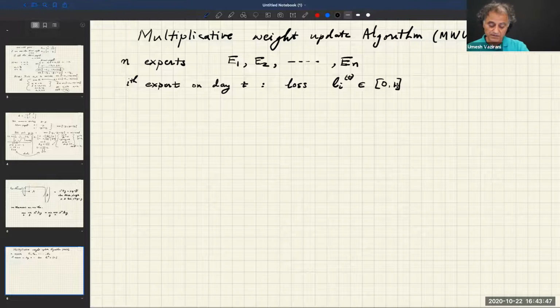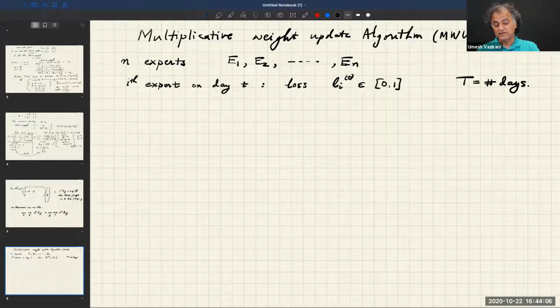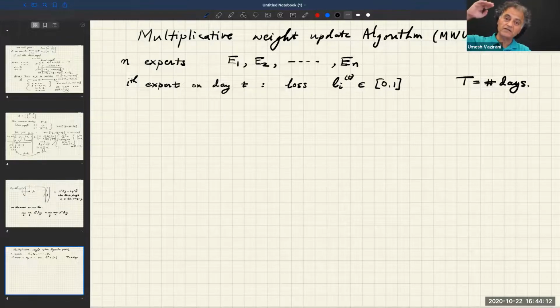Okay, and we are going to play for T, the total number of days. And let's say that every day in the morning you invest, and you invest according to the advice that one of these experts gave you.